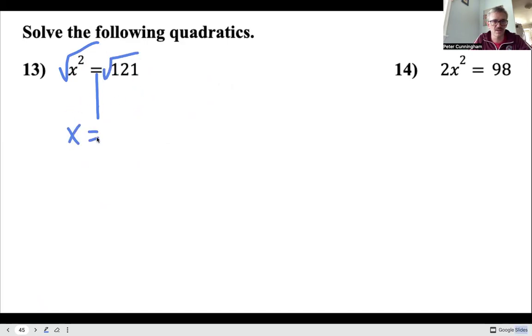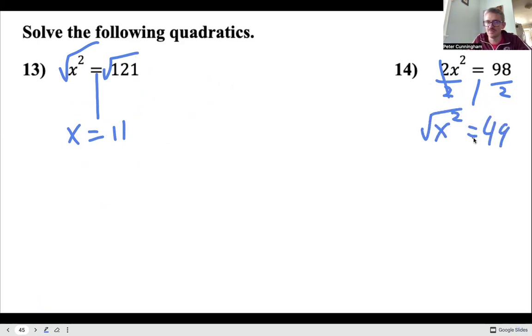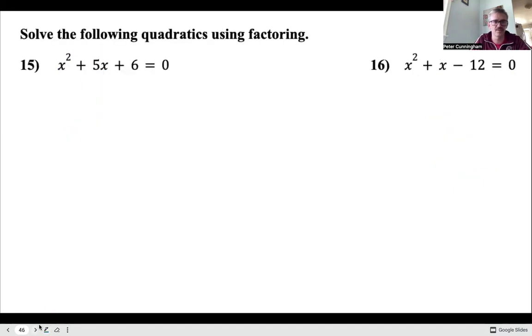So we would say x equals 11 right here. Okay, divide by 2. That gets rid of the 2 right there. And you have 49 equals x squared. Well, what's the square root of 49? The square root squared is 7. Okay, but we don't have to worry about that too much till after break.